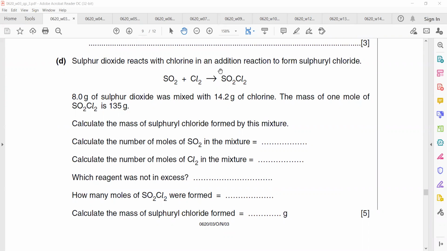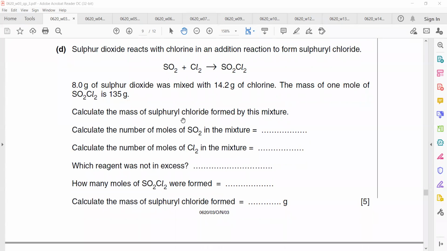sulfur dioxide reacts with chlorine in an addition reaction to form sulfuryl chloride. 8 grams of sulfur dioxide was mixed with 14.2 grams of chlorine. The mass of 1 mole of SO2Cl2 is 135 grams. Calculate the mass of sulfuryl chloride formed by this mixture.